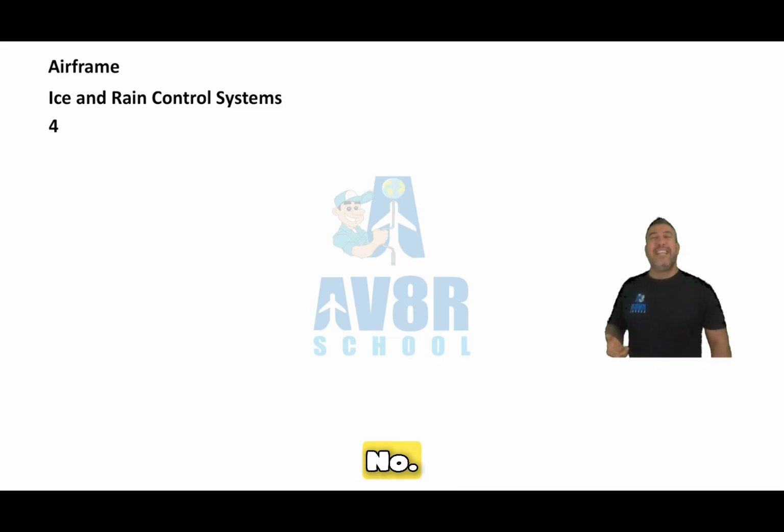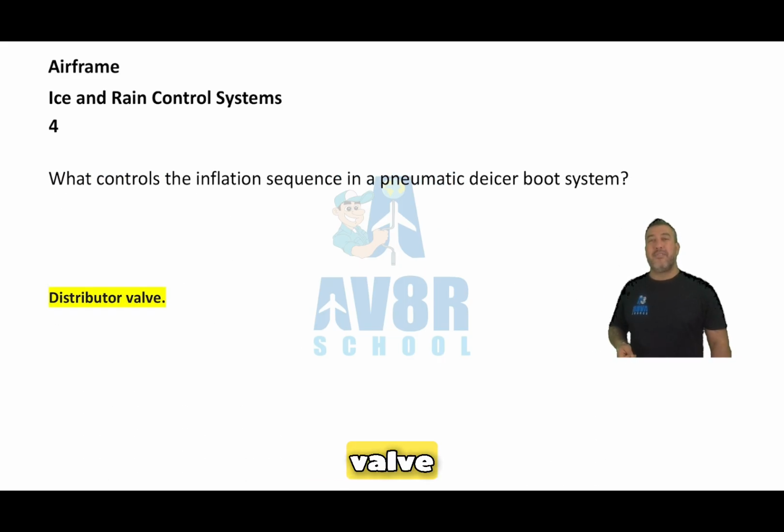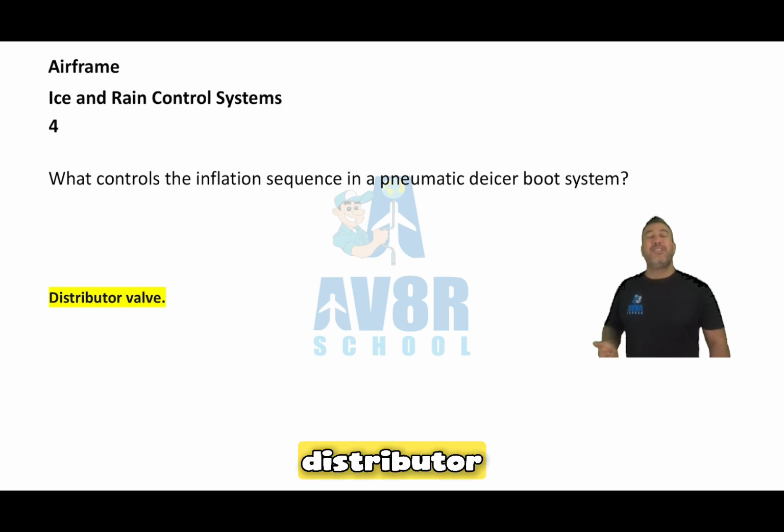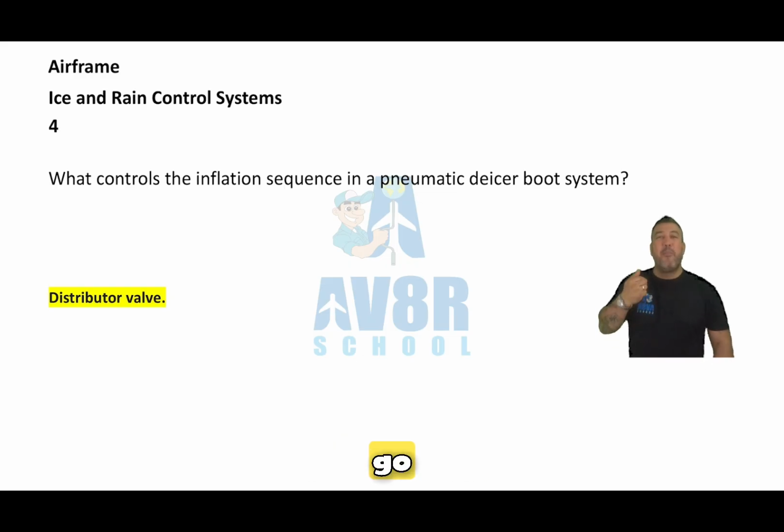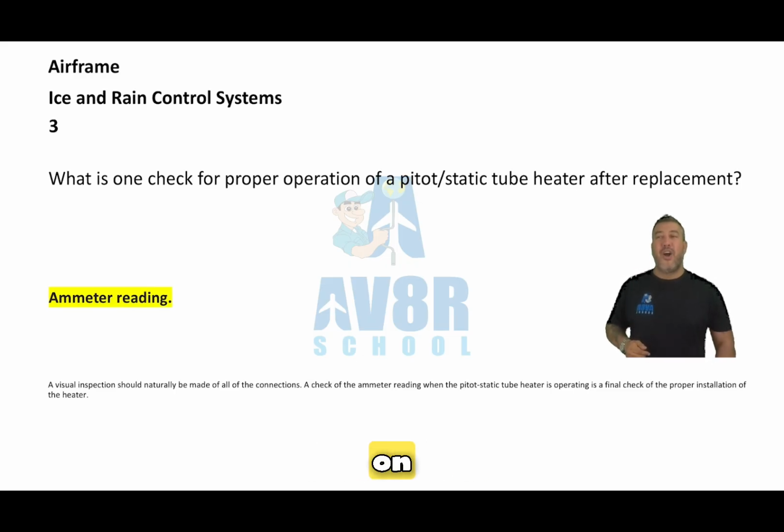All right. Number 4, distributor valve. What controls the inflation sequence in a pneumatic de-icer boot system? Distributor valve. Guys, I'm going to go back a question. Hold on.